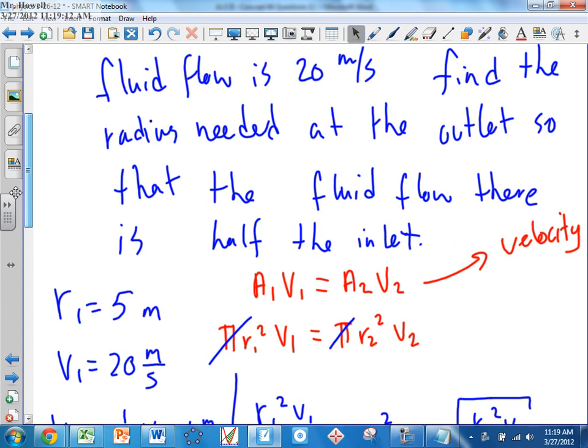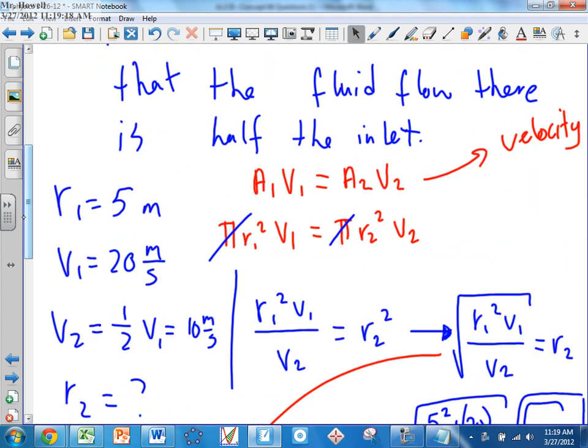Okay, we start with our formula. Area times velocity equals area times velocity, the continuity equation. We then say that our area is a circle, so it's pi r squared and pi r squared. Inlet is 1, outlet is 2. We're told that the inlet radius is 5.